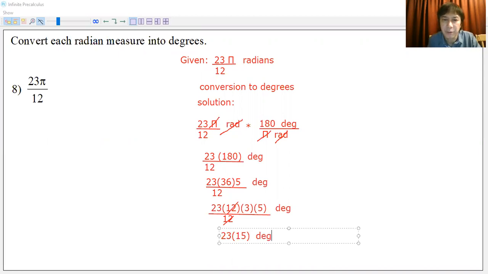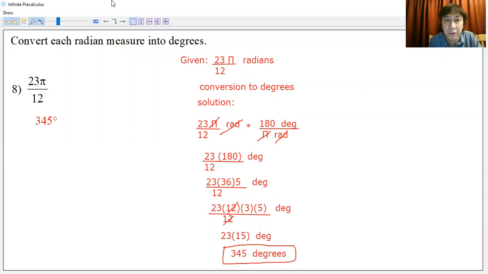23 times 15, we can now calculate that. So that's 23 by 15. That's 345 degrees. So this is 345 degrees. That's it, and we have a simpler solution. And then we can verify. It's 345 degrees over here. You can see it below the given there.